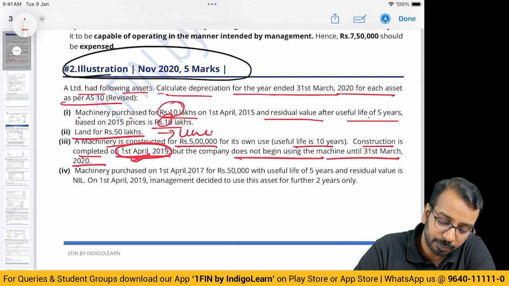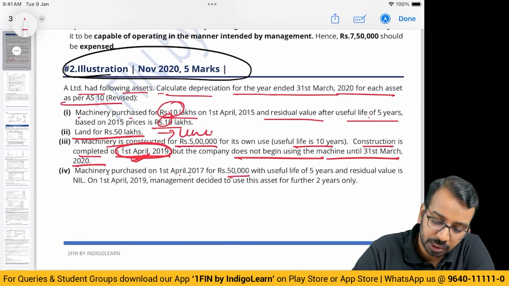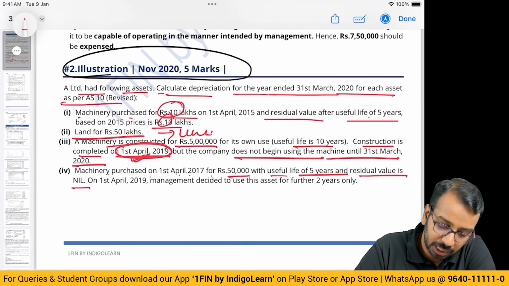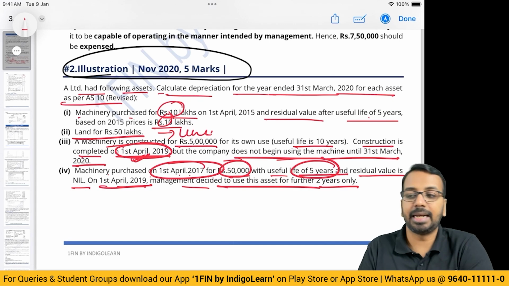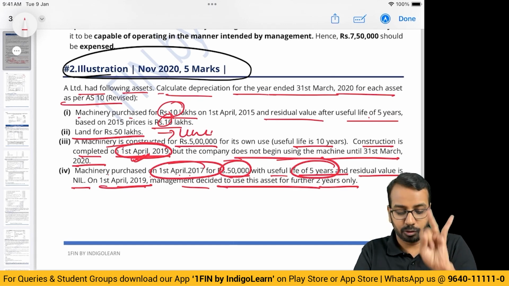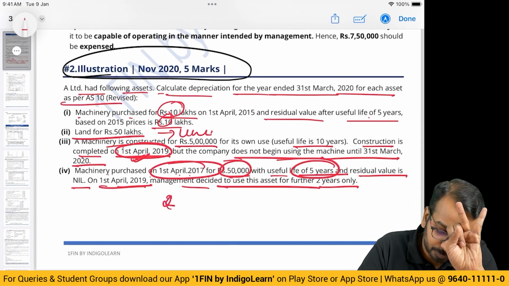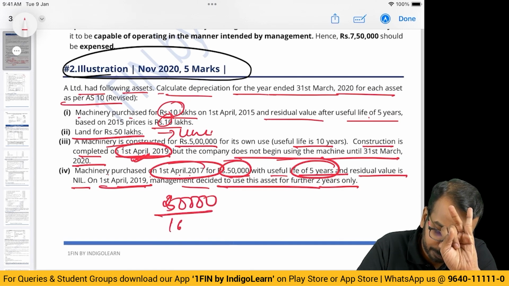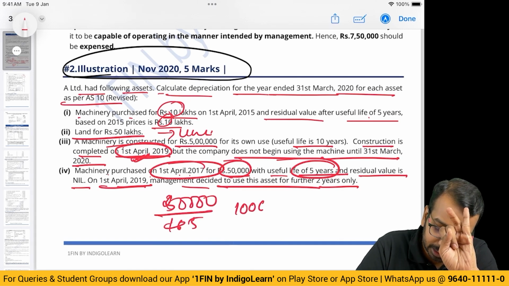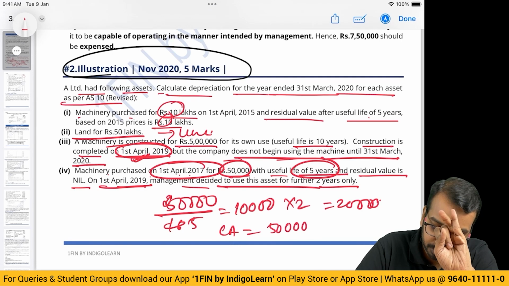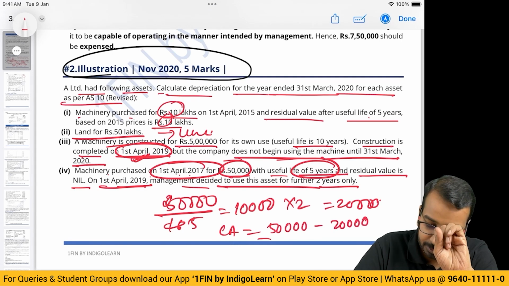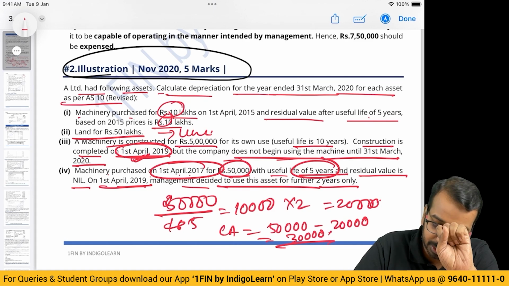Machinery purchased on 1st of April 2017, 50,000 with useful life of 5 years and residual value is nil. On 1st April, management decided to use this asset only for 2 years. So in 17, purchase for 50,000 for 5 years. On 1st April 19, that means 17-18, 18-19, 2 years are completed. So 50,000 divided by 5, 10,000 into 2, 20,000 is the depreciation. So carrying amount will be 50,000 minus 20,000, 30,000. This 30,000 you'll depreciate for 2 years.